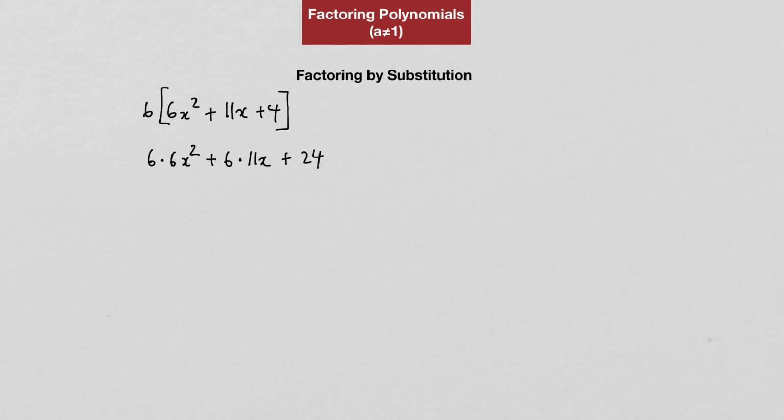Okay, so the next thing we're going to do is rewrite this term, and I'm going to go ahead and just break it all down to its smallest parts before we rewrite it, and it's going to look like 6 times 6 times x times x, and then for the next term we're going to switch the 6 and 11 around, and that's going to be plus 11 times 6x, and then the rest is plus 24.